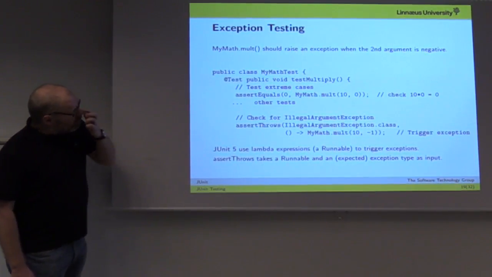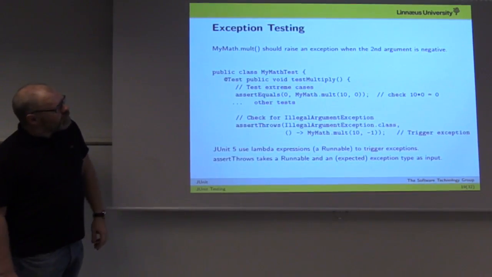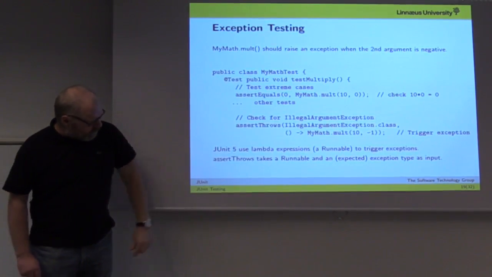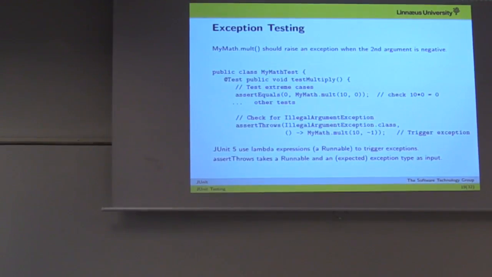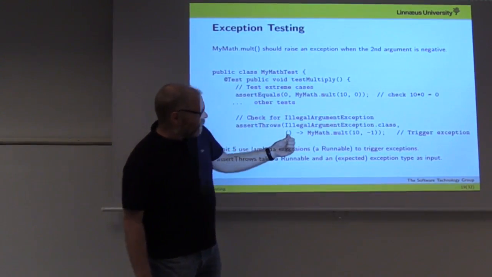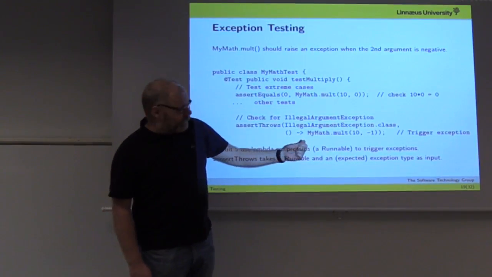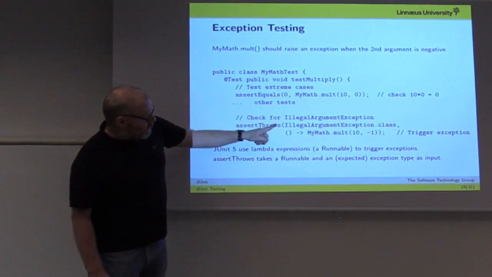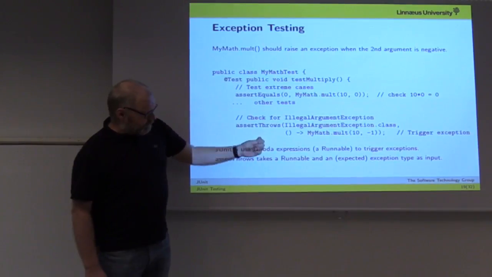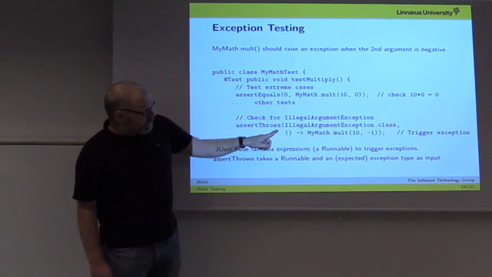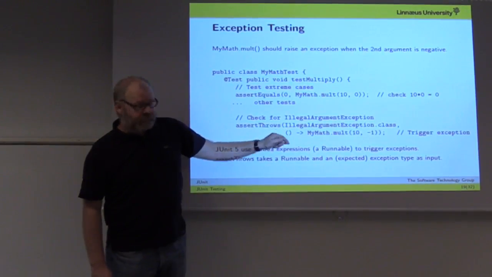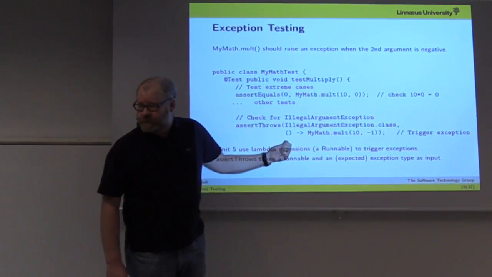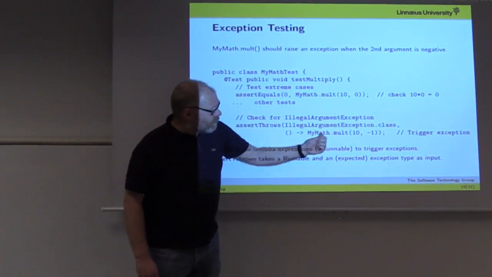Exception testing. The mult method should raise an exception when the second argument is negative. It's a bit clumsy, well, not clumsy, it's much easier nowadays than it used to be. What we are doing down here is triggering an exception. We are using a negative second argument here, but we have an assert method that says assert throws. Here we are specifying that we are expecting an illegal argument exception to be raised. And here we are actually providing a lambda expression that just executes this one.